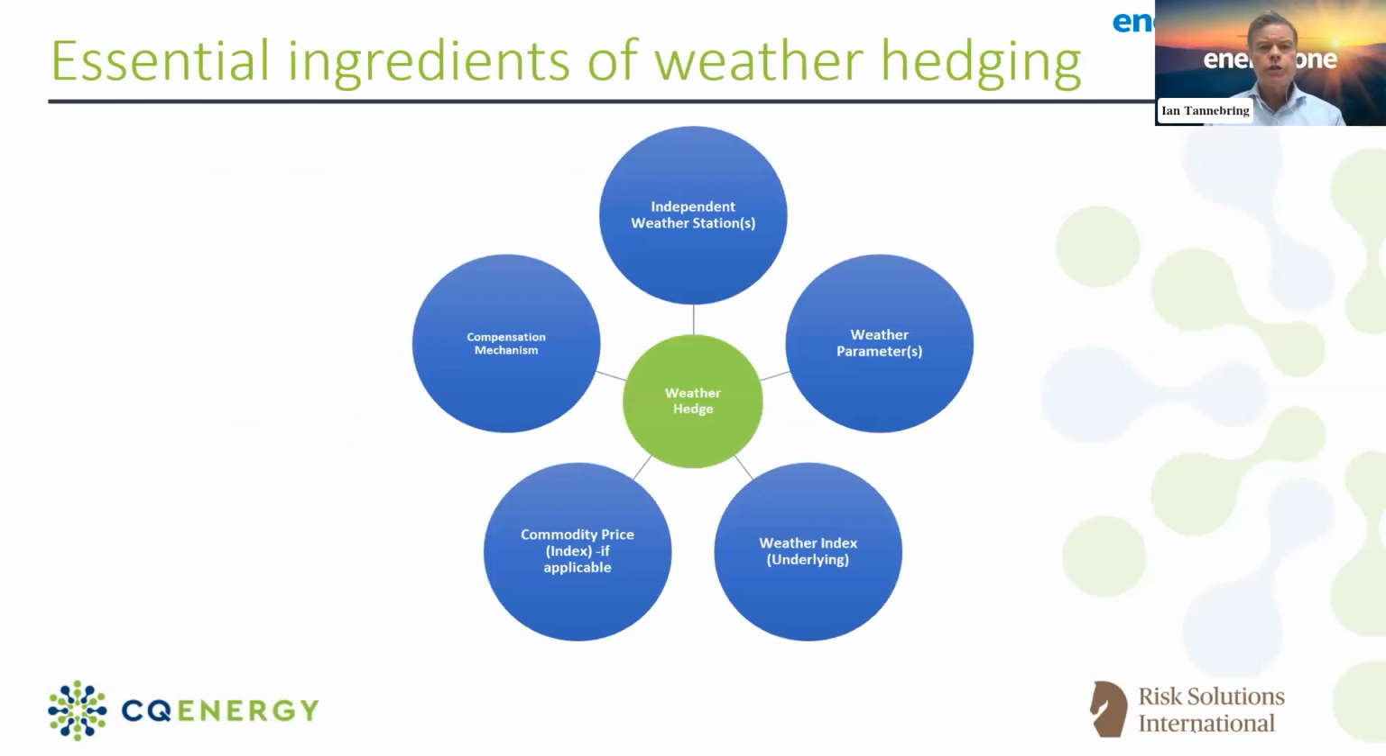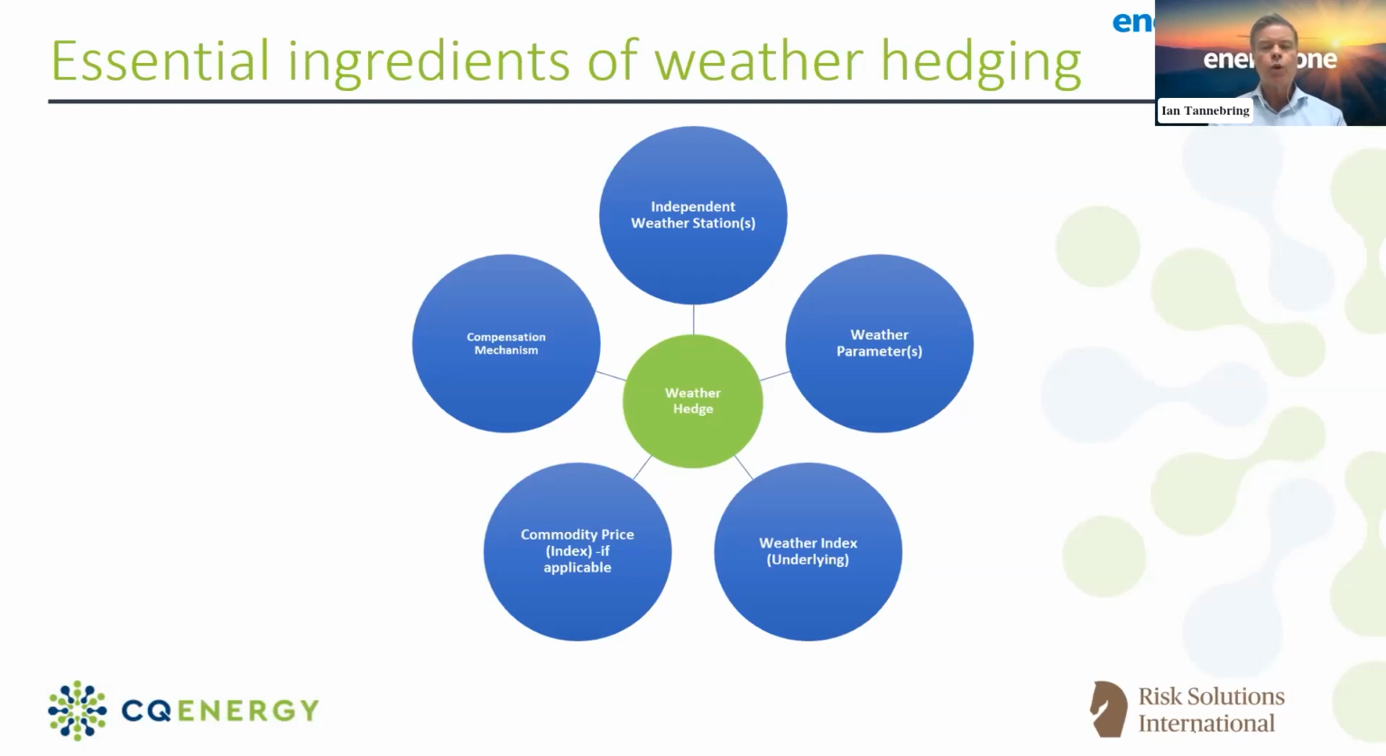So what are the essential ingredients of weather hedging? Well, the weather data is the most important aspect. You typically need a long amount of history for a structure to be priced up, and typically you need some independent form of weather station. So in the UK, I think it's the Met Office that manages the weather stations there. In Australia, it's the Bureau of Meteorology.